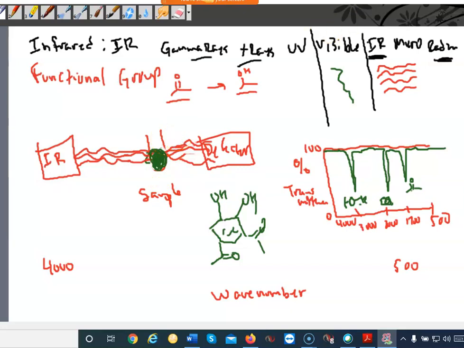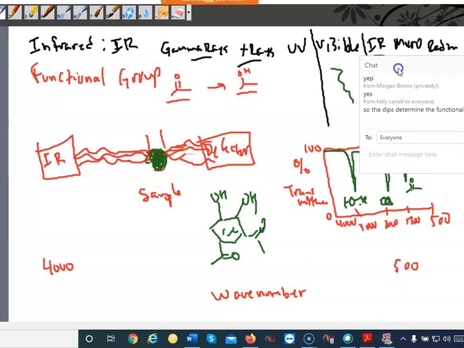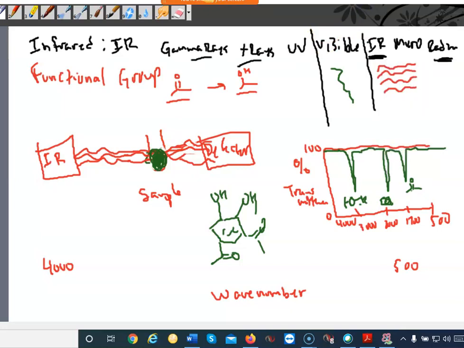So let me see, I have a question here from Kelly. Kelly says, so the dips determine the functional group. Yes, that's exactly right. What the dip is implying is that those wavelengths are being absorbed by a different functional group on my molecule. If I don't get an absorption, if it just transmits through, then there isn't anything there that's absorbing that energy.